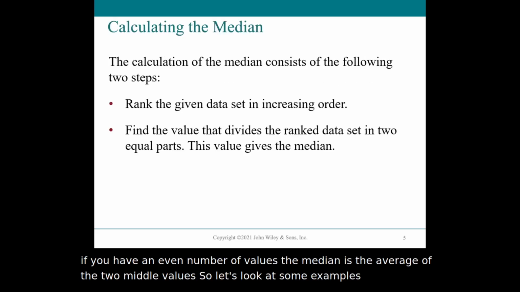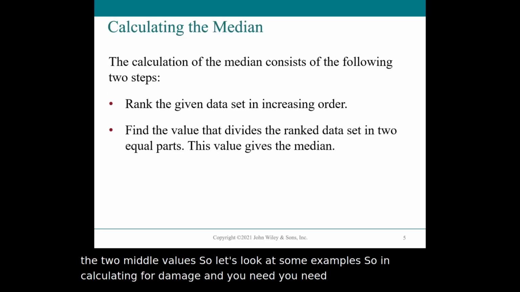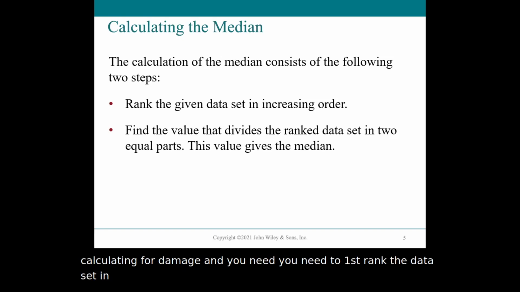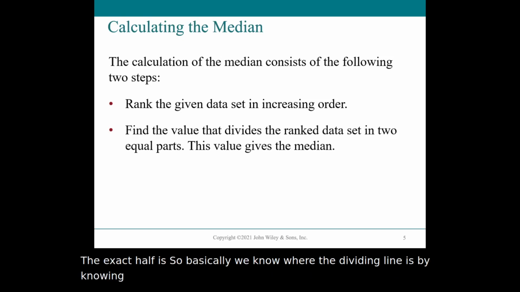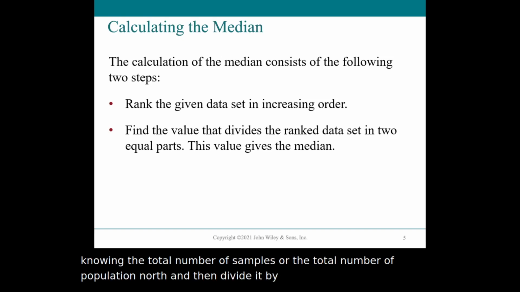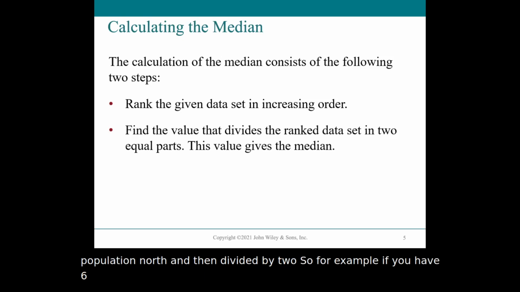In calculating the median, you need to first rank the data set in increasing order and then know where the exact half is. You would know where the dividing line is by knowing the total number of samples, or the total population N, and then dividing it by 2. For example, if you have 6 data values, 6 divided by 2 is 3. So count 3 data, and you are around the median.